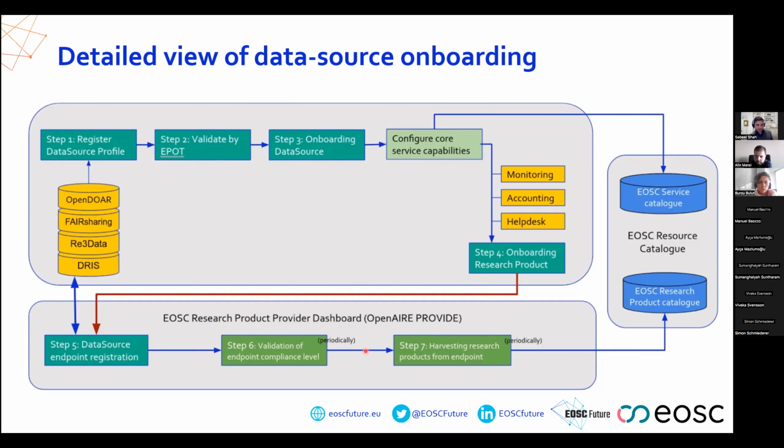And before the aggregation, in step 6, we perform the validation of the endpoint to check if it complies with the OpenAIRE standards. And in step 7, we start the harvesting process. Once the harvesting process is complete, we come back to EOSC to show the data in the marketplace. So this is the data source onboarding flowchart.